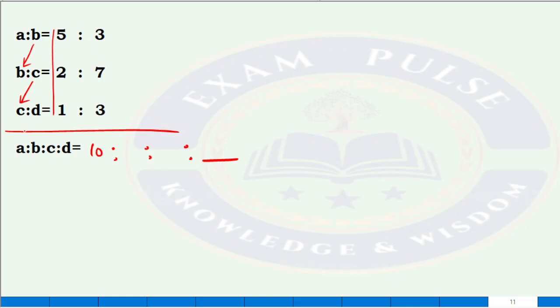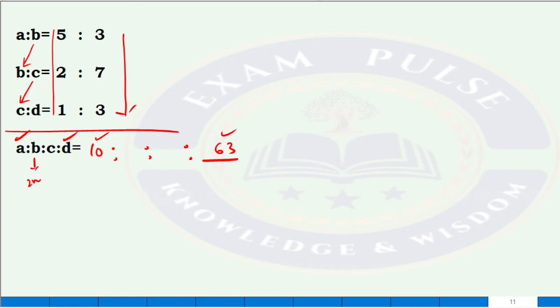Now write down D. First one, last one should be given as a first priority. 7 3s are 21, 21 3s are 63. If only one option is there in the given options, then you can stop it and you can go for the next question. If not, what we need to do?